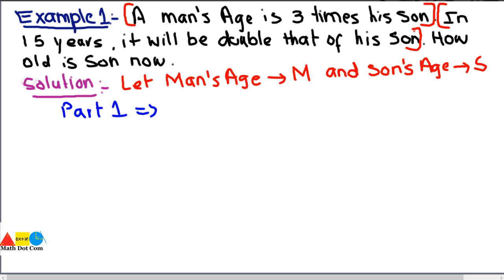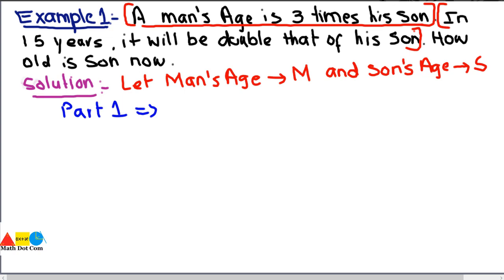Now let's make the equations from the parts. Part 1 is, a man's age is 3 times his son's. Now we have to write the equation as I told you earlier: 3 times of something means that you have to multiply that variable by 3.